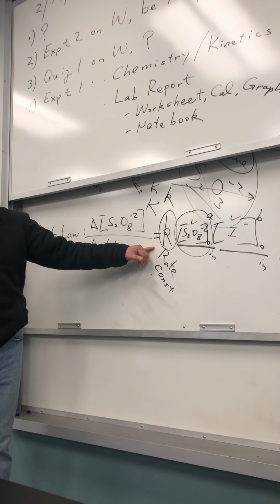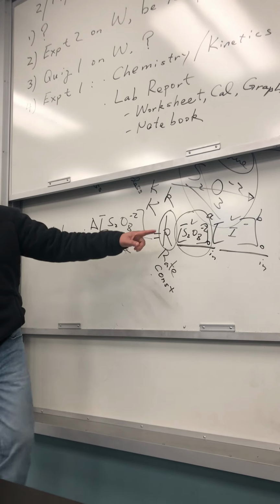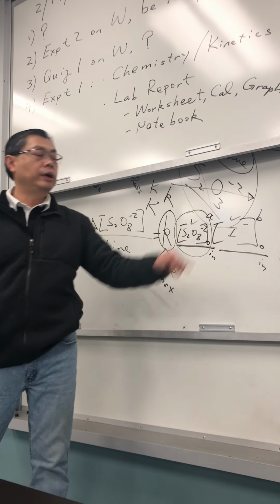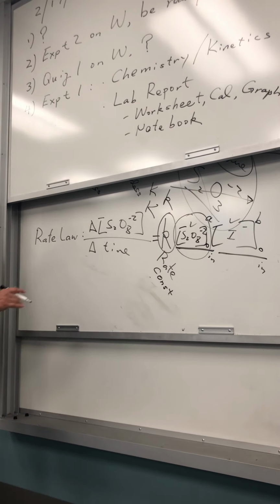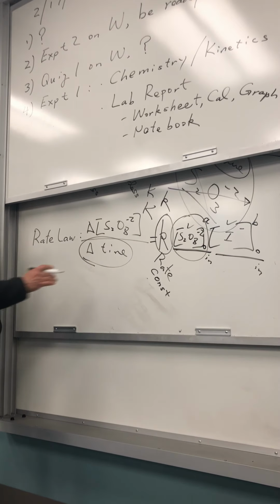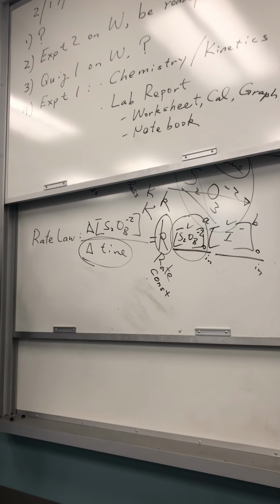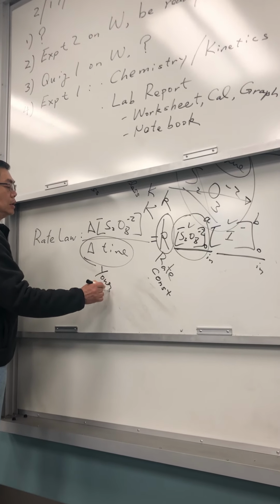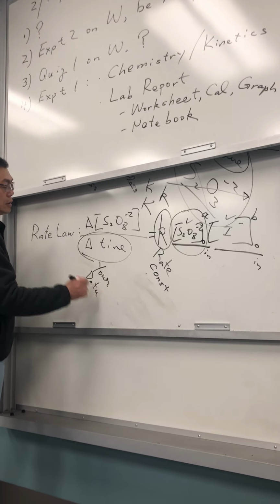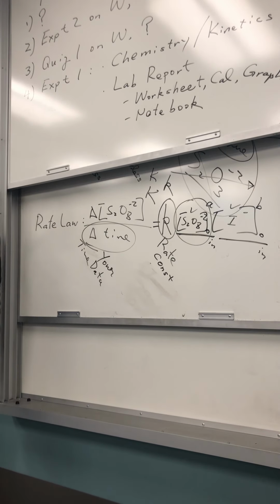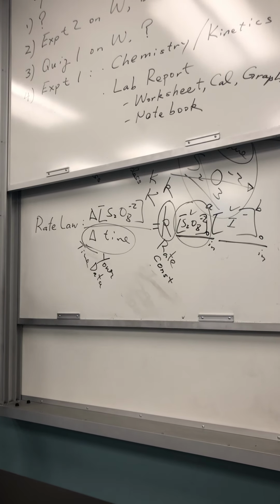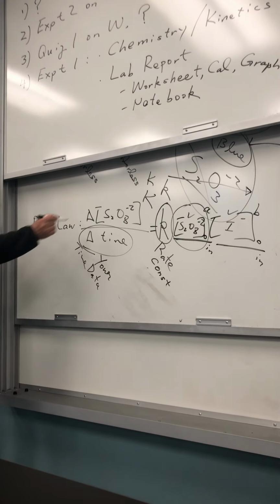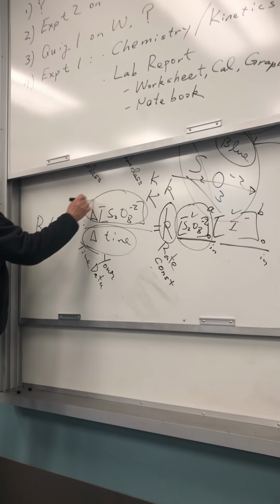Do we know the rate constant? No. Do we know the reaction order? No. So we have 3 unknowns. Do we know the time? Yeah, because that's your data, or time data, I should say. How much time to get it blue? Now, because how much time to get it blue, so do we know this?